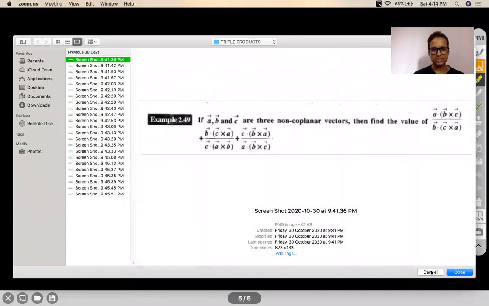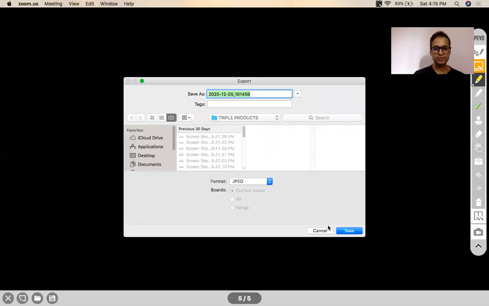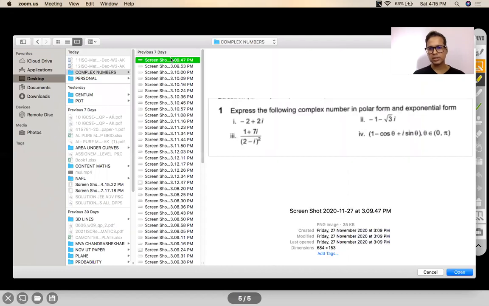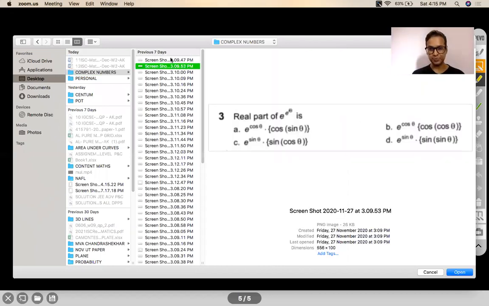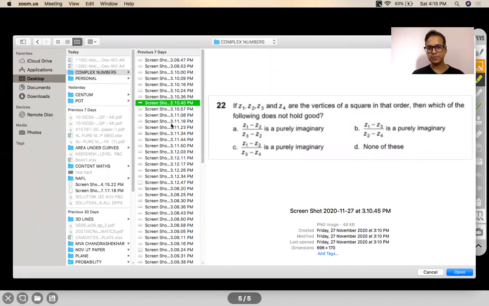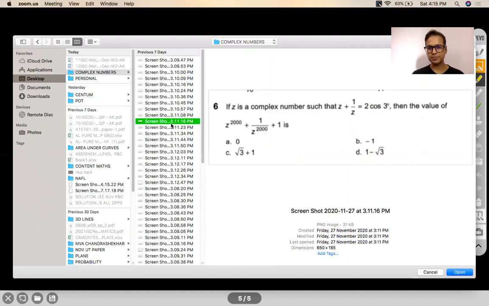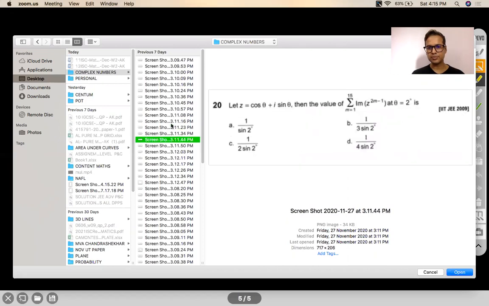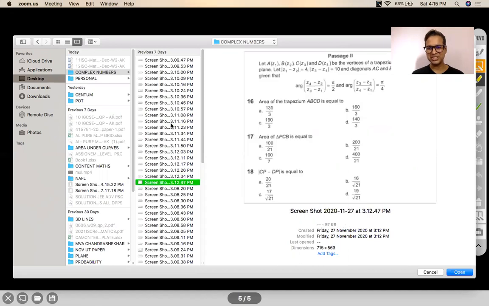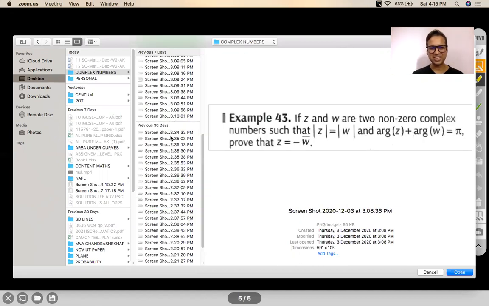Sorry, I think this is a complex vector question. Go back to the desktop. Complex numbers. So many questions that I need to start with the relevant question. Okay, I think it starts somewhere.